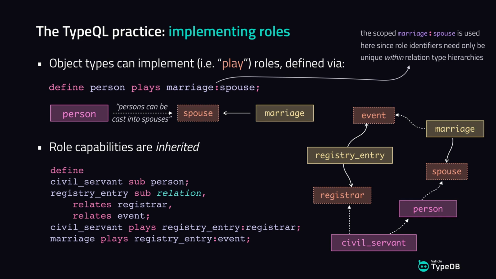So what can we infer from looking at that diagram? Well, importantly, we can infer that civil servants can be cast into persons, given that they're subtypes, and then persons can be cast into spouses. So that means civil servants too can be cast into spouses. So the capability of persons playing the role of spouses is something that is inherited automatically through to civil servants. In contrast, civil servants, which are a specialization of the person type, do play the role of registrar, and that is not played by general persons. So you can't easily downcast persons in general to civil servants. Not all persons are civil servants.